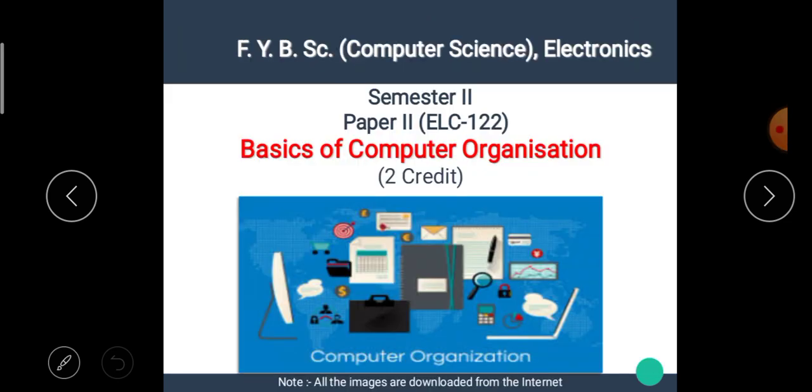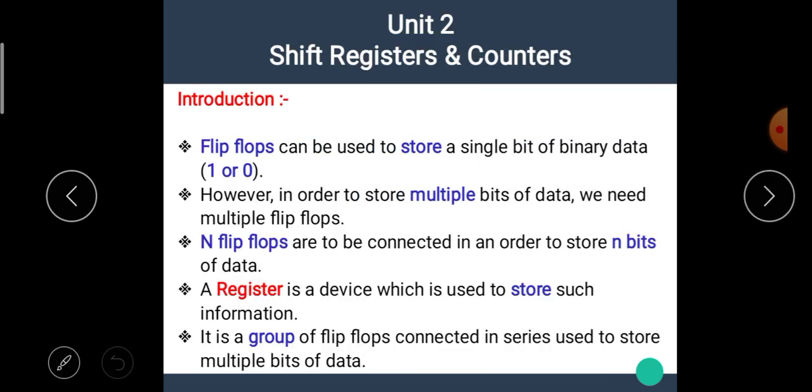In the previous video, we saw the details about the types of flip-flops. The link of the previous video is available in the description box. Please check it. Now, in this video, we are going to start the second unit, named Shift Register and Counters. Let's see the introduction of shift registers.